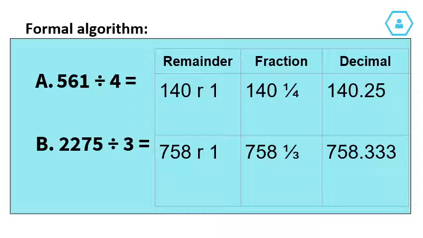So we've used the formal algorithm to do these division problems, and we've represented the remainder in 3 different ways: as a whole remainder, like remainder 1, as a fraction, so splitting that remainder by the divisor, so we've got 1/4 or 1/3, and as a decimal as well.